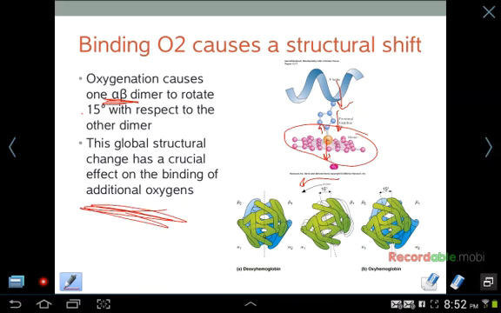So here, remember, we have our deoxyhemoglobin. When oxygen comes in and binds, we get this global shifting of one of the dimers to create our oxyhemoglobin. And we'll see later that this is also called a T state and an R state. And we'll talk about that later.